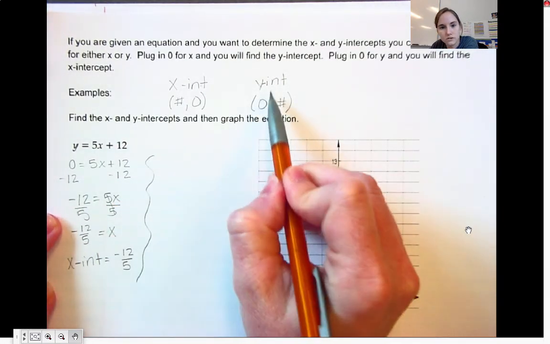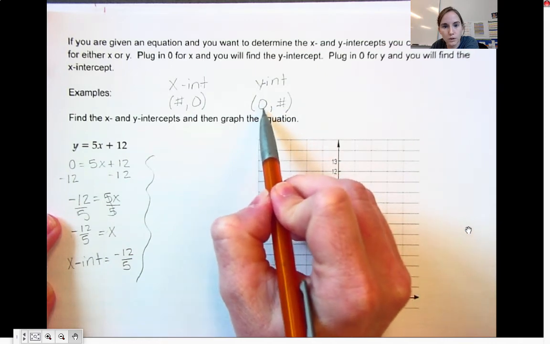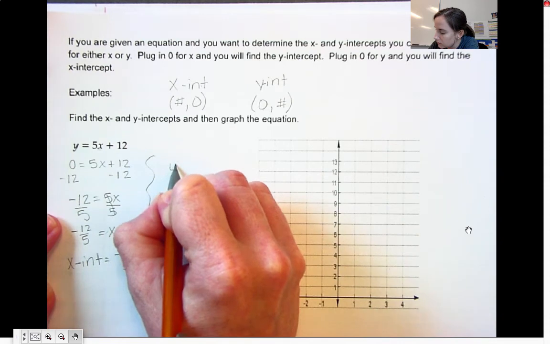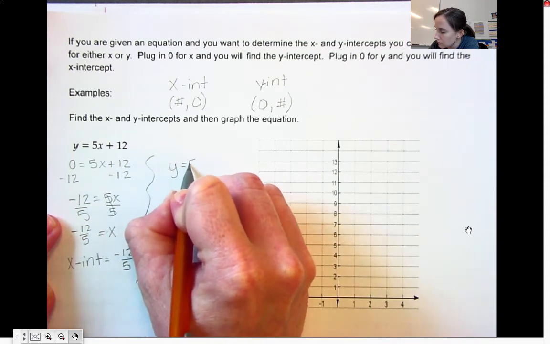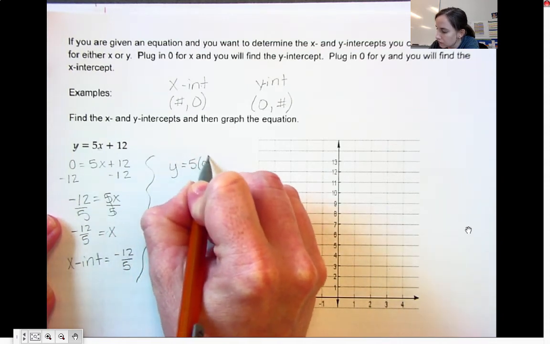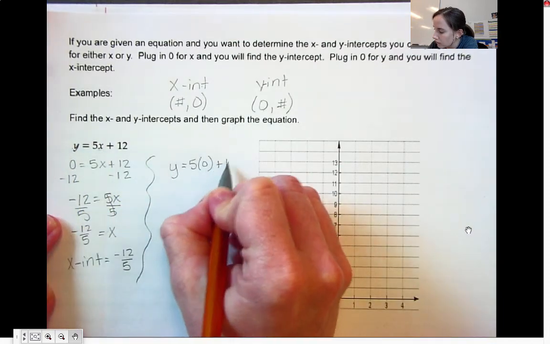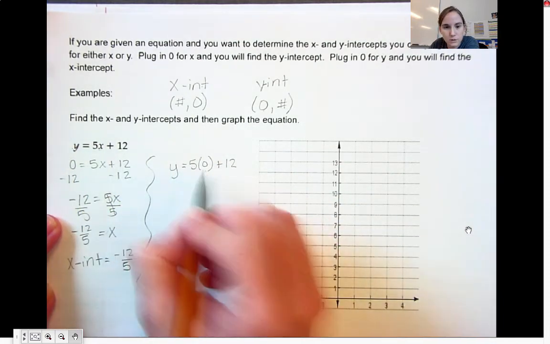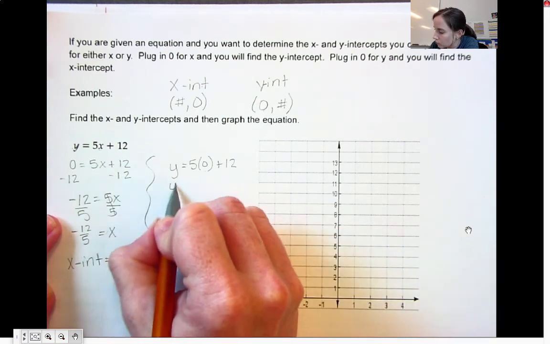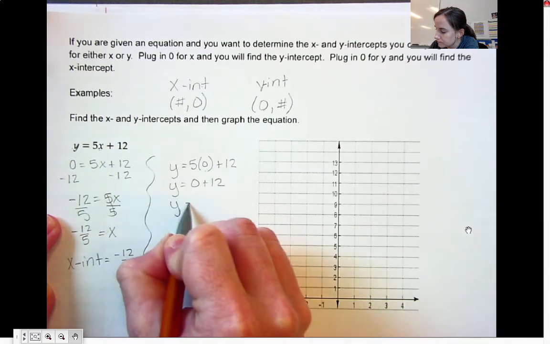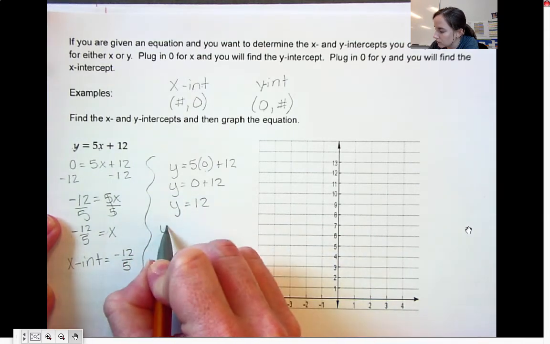To get the y-intercept, we would need to plug in 0 for the x value, because if it's a y-intercept, the x is going to be 0. So y equals 5 times 0 plus 12. 5 times 0 is just 0, so y equals 0 plus 12, which is just 12. This is the y-intercept.